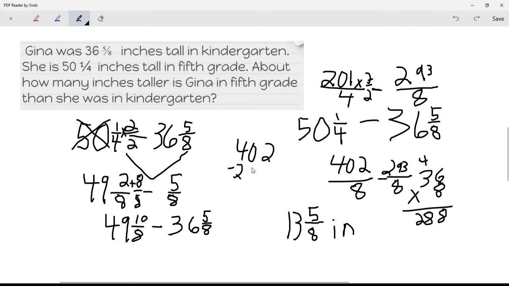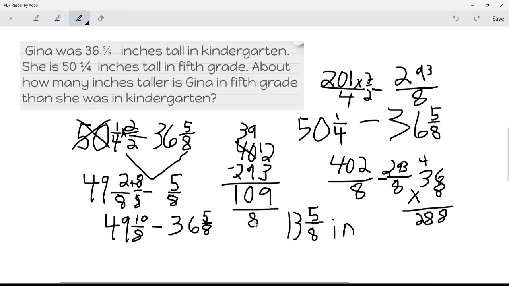So now I do 402 minus 293. I have to borrow from here. The 40 turns to 39. 12 minus 3 equals 9. 9 minus 9 equals 0. 3 minus 2 equals 1. So we're at 109 eighths.